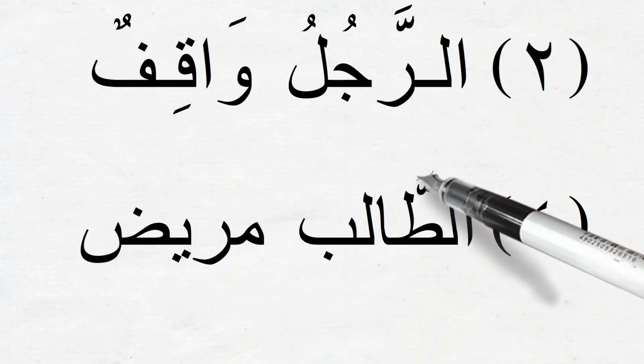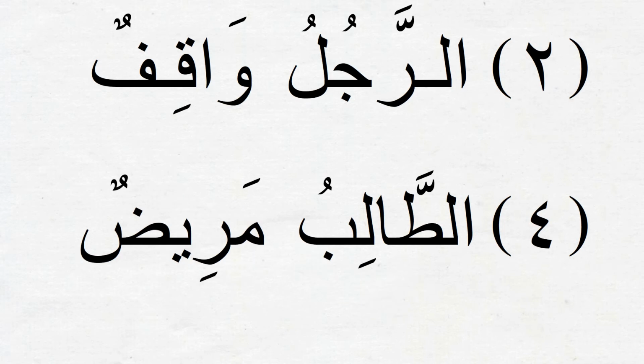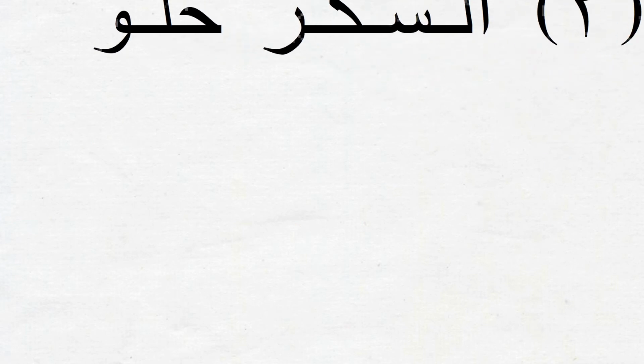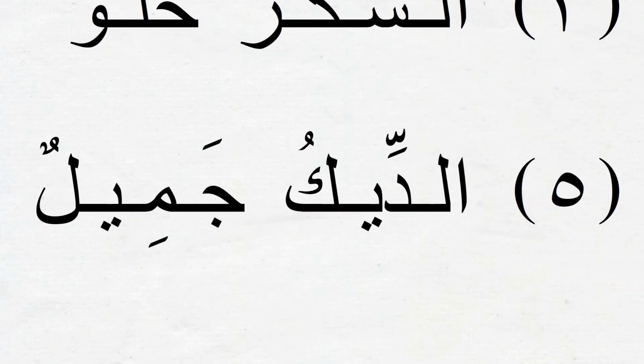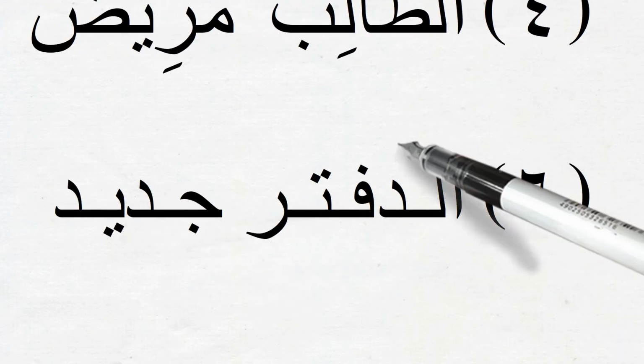At-talibu maridun. The student is sick. Which one is the khabar? Maridun, right? Because it is giving information about the student. At-talibu is the mubtada. So, at-talibu maridun. Try to read the next sentence yourself. Ad-diku jamilun, right? It means the rooster is beautiful. Ad-diku jamilun.